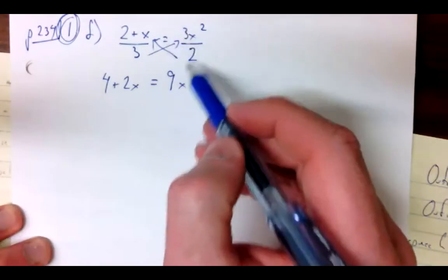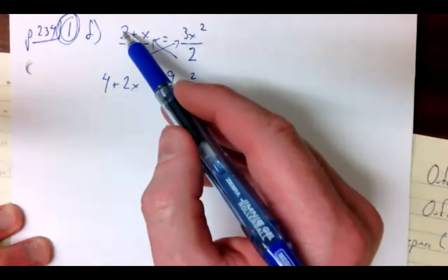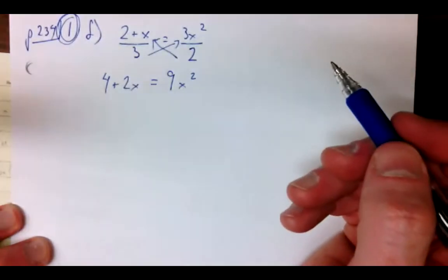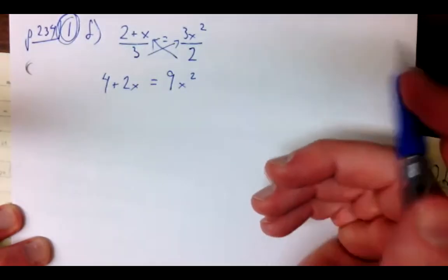6 times 3 is 18. 18 divided by 2 is 9. 6 times 2 is 12. 12 divided by 3 is 4. 6x divided by 3 is 2x. And so now we just go from here.